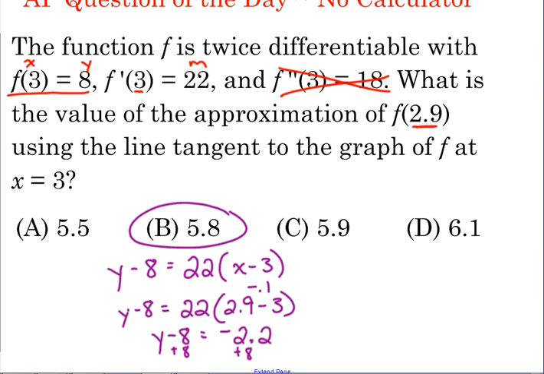Now that could also be called a local linearization. A local linearization, it's the exact same thing, okay? You are focusing in on one part of the function and you're using a tangent line to approximate instead of finding the actual value of the function.